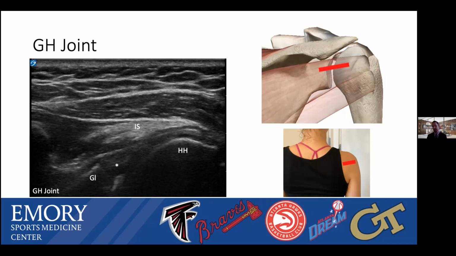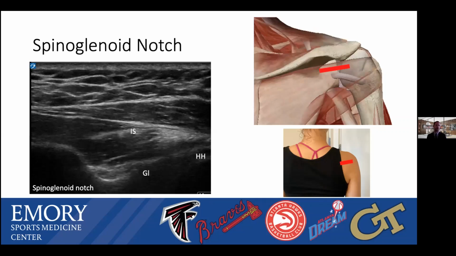You can do a dynamic examination looking to try to bring out if there's any fluid within the joint by doing internal rotation and external rotation as well. And there were no signs of pathology here. So then I'll move the transducer slightly medial, and I'll rotate the medial aspect to really bring in that spinoglenoid notch. Here you're looking for a cystic structure.